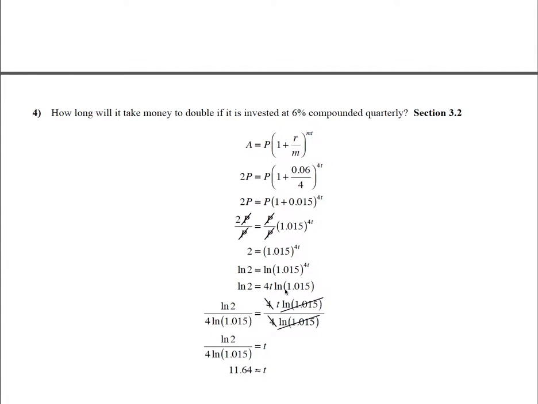Well, 4 times the natural log of 1.015 is everything that's not t. And so we have on the left side natural log of 2 divided by 4 times the natural log of 1.015. Those values cancel on the right, and so we're left with t is equal to this value here, whatever it is. We enter it into our calculators and we come up with approximately 11.64. So that's about how much time? 11.64 years.